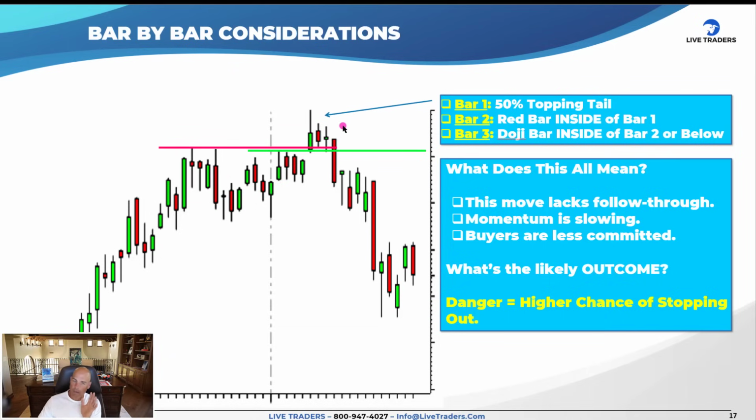And you go, okay, I'm going to give this thing one last chance. It looked like crap with the topping tail. It looked like crap with the red bar, and it looked like crap with the doji bar. I will move to break even, which gives me a little bit of wiggle room, not a lot, but a little. And if it breaks that, I'm out of town. I'm moving out of Dodge. Okay?